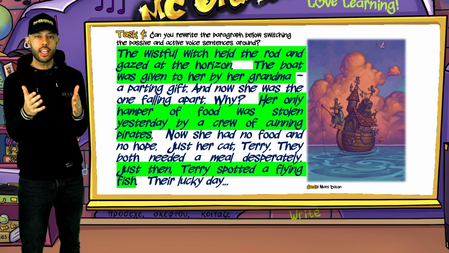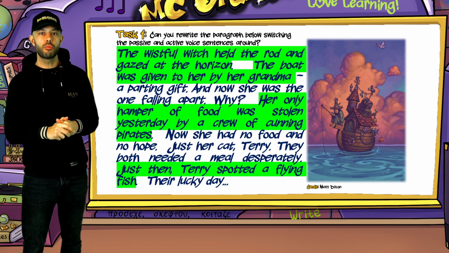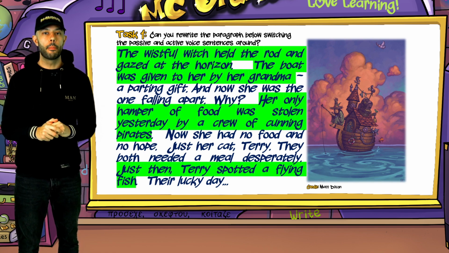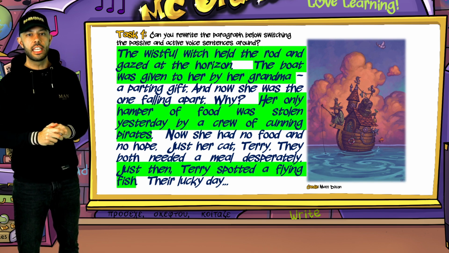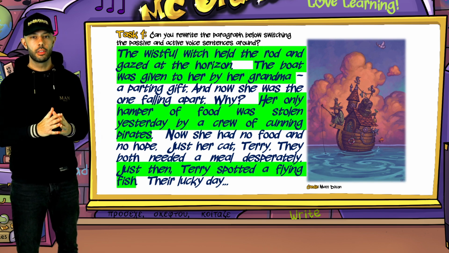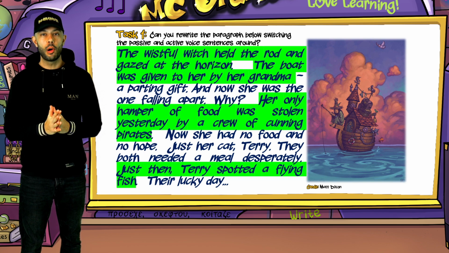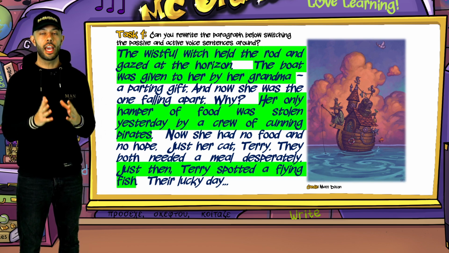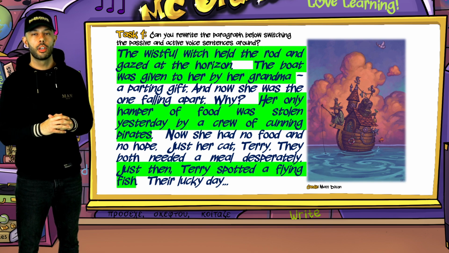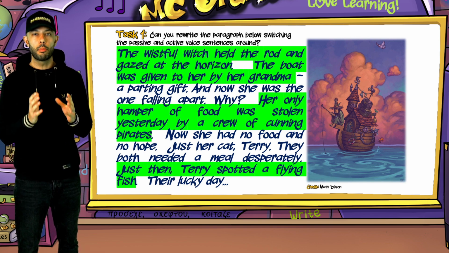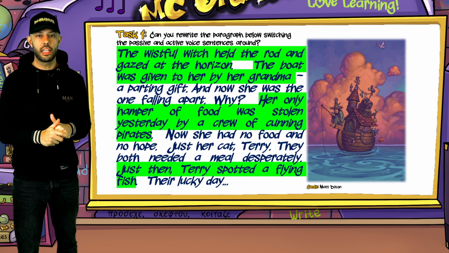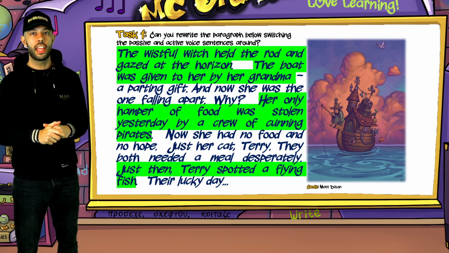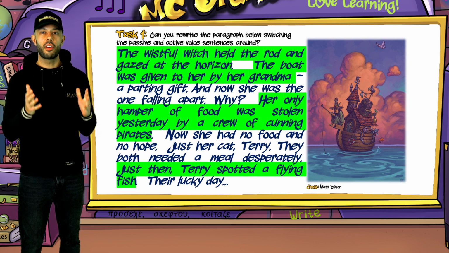The paragraph reads, "The wistful witch held the rod and gazed at the horizon. The boat was given to her by her grandma, a parting gift. And now she was the one falling apart. Why? Her only hamper of food was stolen yesterday by a crew of cunning pirates. Now she had no food and no hope. Just her cat, Terry. They both needed a meal desperately. Just then, Terry spotted a flying fish. Their lucky day."